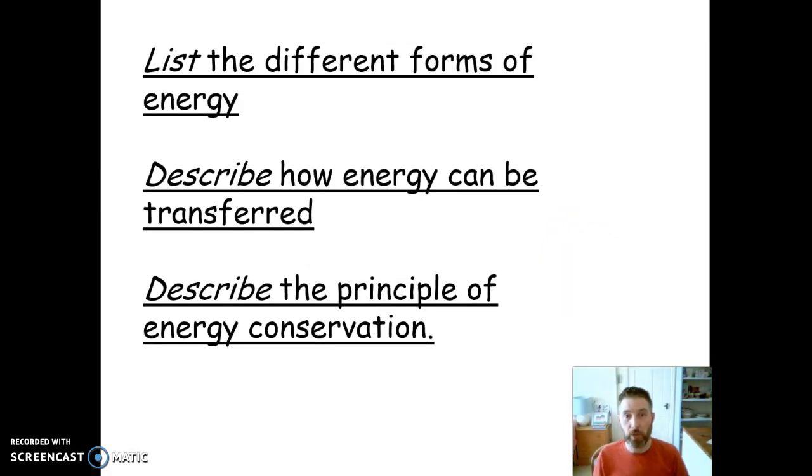Okay, so what have we covered? We've listed different forms of energy. So we've got thermal, we've got kinetic, we've got gravitational potential, we've got elastic potential energy, we've got nuclear energy, we've got chemical energy. All of those different energy stores. We've looked at different energy transfers, and hopefully you can describe the principle of energy conservation by looking at how much one changes in one direction. That means the other must increase by the same amount.